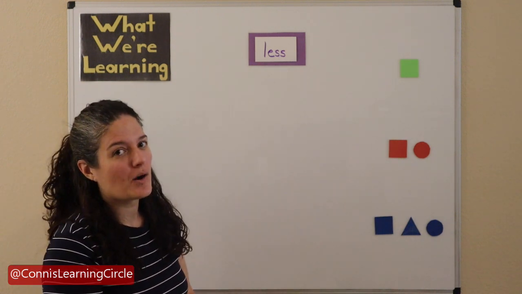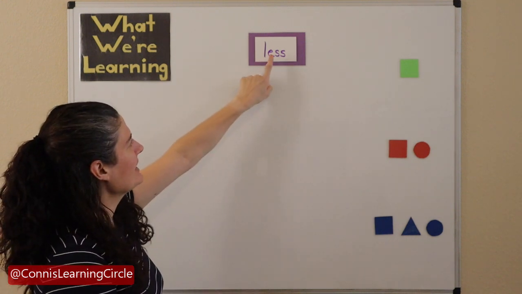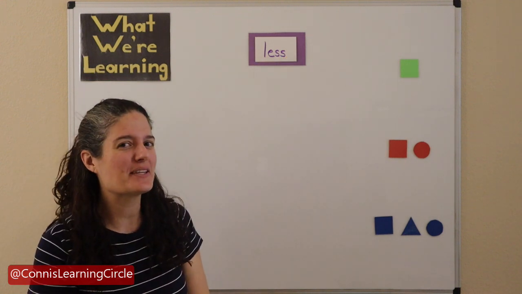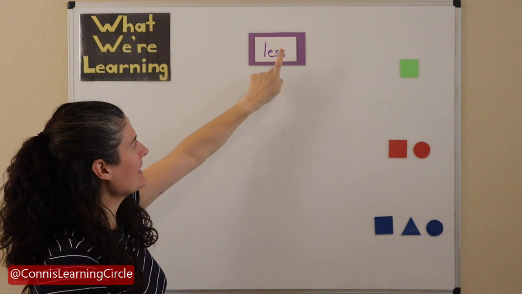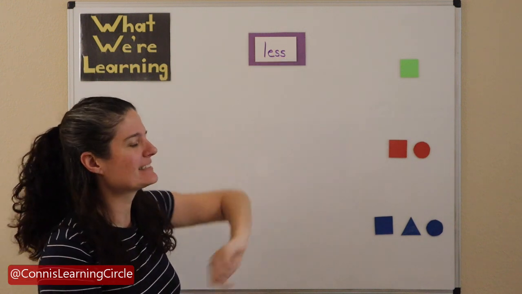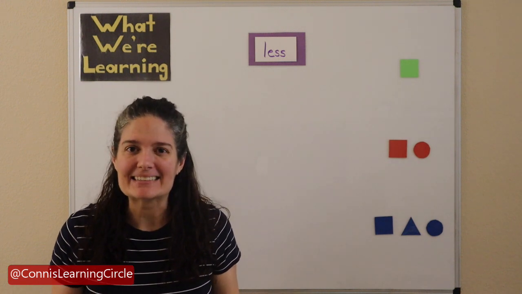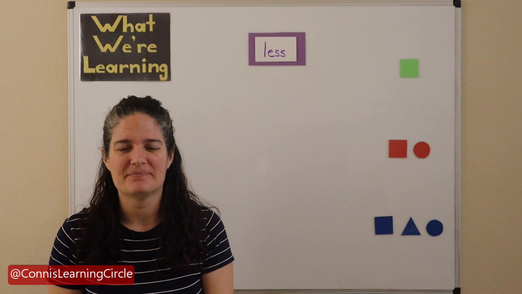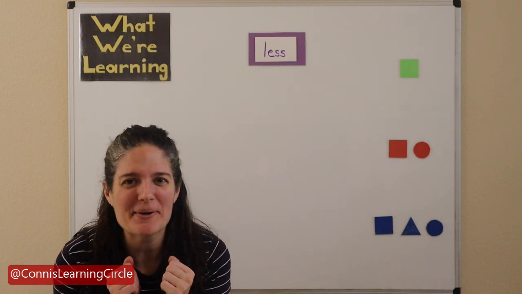We can spell our word less just like this. L-E-S-S. Can you spell it with me? L-E-S-S. And what does that spell? Less. Very good. And what does less mean? Less means that there is a smaller number.